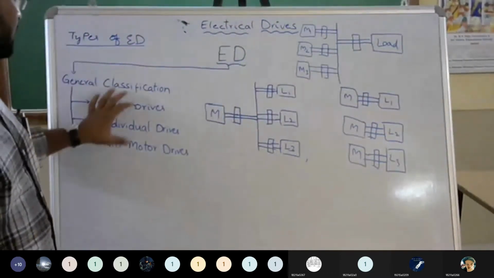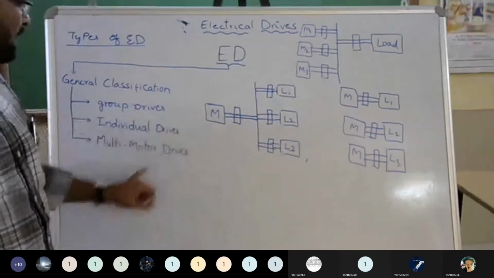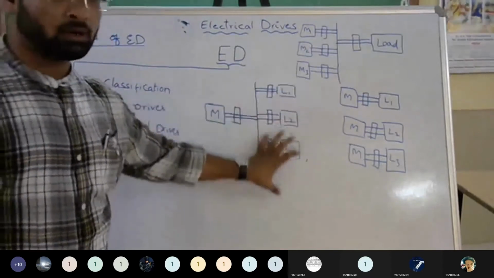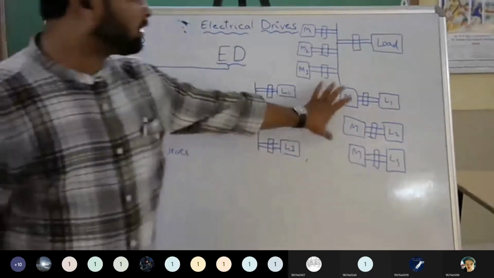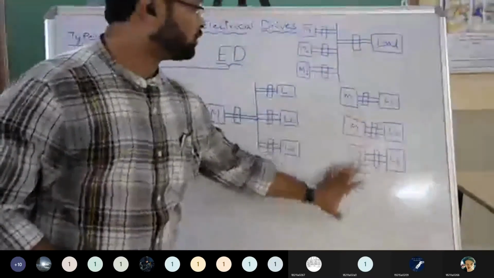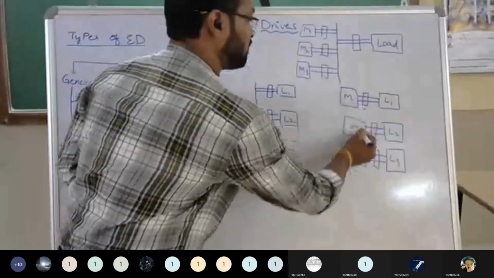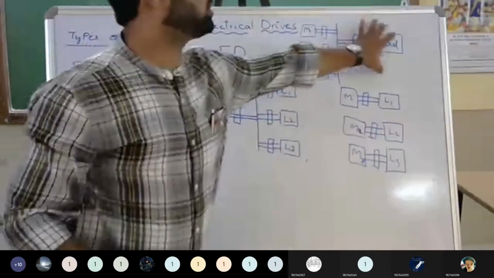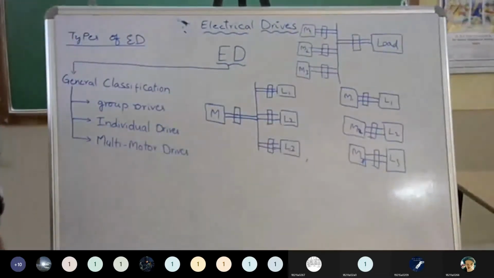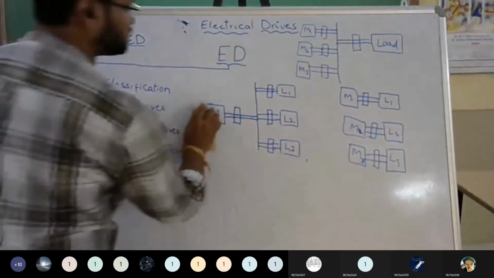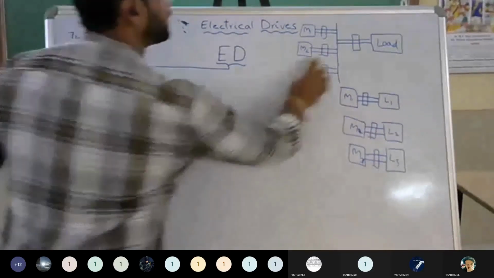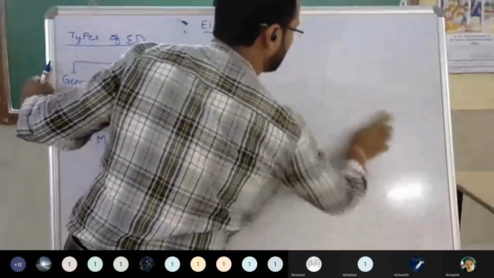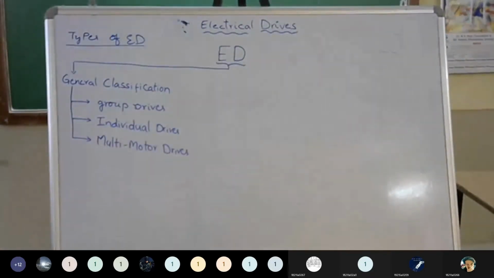So in the general classification, three types of drives are there: group drives, individual drives, and multi-motor drives. Group drives means a single motor runs all the loads. Individual drive means each load is run by an individual motor. And multi-motor drive means multiple motors run a single load. So this is the general classification, how many types of electrical drives are available. Now we'll go to some other classifications.